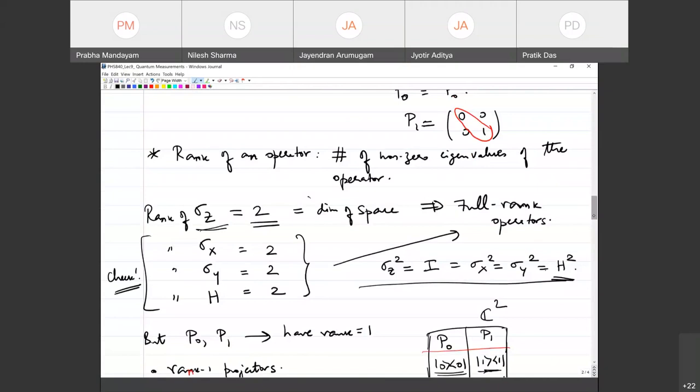For Hadamard, how come it's 2? You have to tell me. What are its eigenvalues? You have to work out and tell me. That's for next class. Work out the eigenvalues of the Hadamard matrix and tell me.